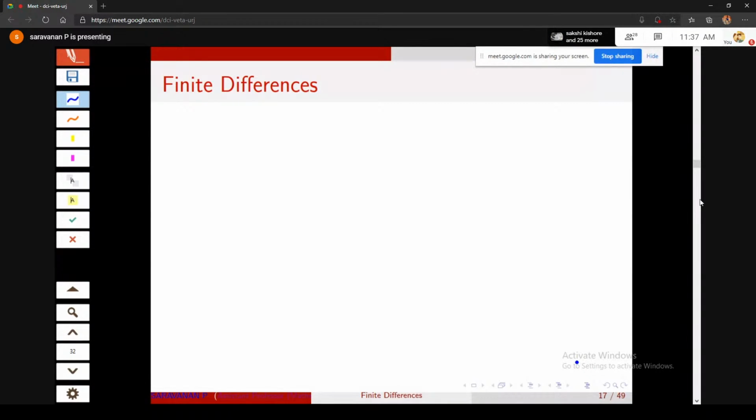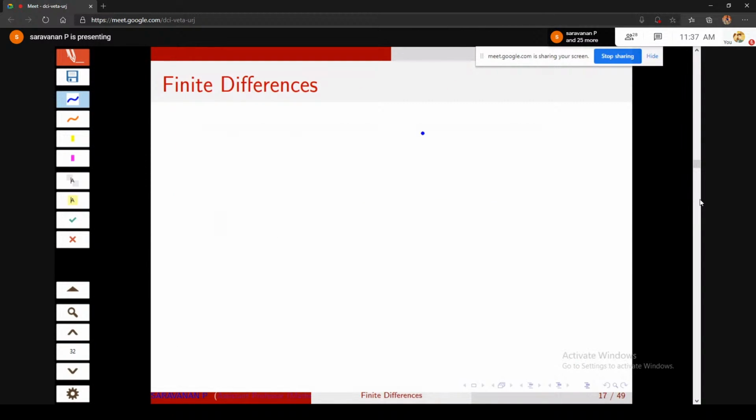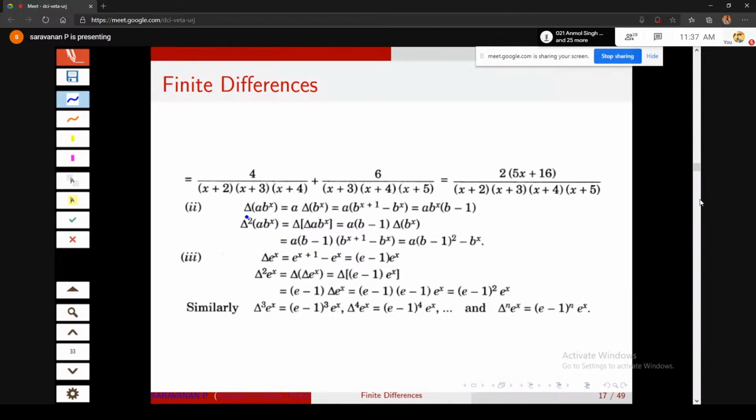Next problem, we have to compute delta square of a into b power x. We will compute delta first. What is delta of a b power x? It is a b power x plus 1 minus a b power x. a is a constant, you can take it out. You will get a times delta of b power x. Delta of b power x is b power x plus 1 minus b power x. From both, you can take b power x common, so you will get this. This is delta of this. Now, delta square, you write as delta into delta of this. Delta of a b power x we have already found, you write this. And a and b minus 1 are constants, you can take them out.